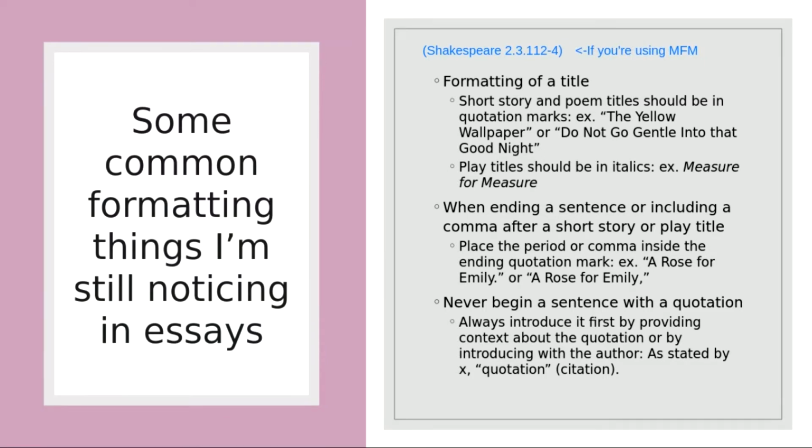As far as formatting a title goes, this is something that people have been struggling with all term, so I just want to put out a reminder. It's kind of a pet peeve of mine. It's definitely the most commented thing that I have to say. Okay, short story and poem titles go in quotation marks. All right, straight up, there is no deviation from that. Short story and poem titles should go in quotation marks. Play titles, if you're working with Measure for Measure, should be in italics. Okay, there is no kind of jumping back and forth there.